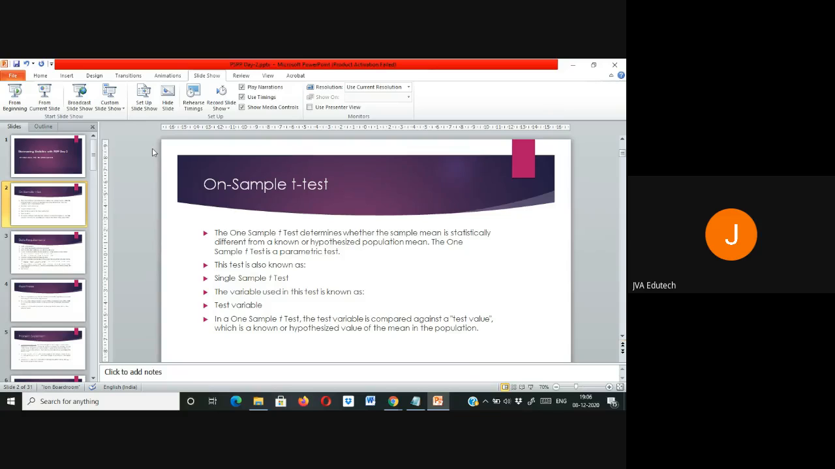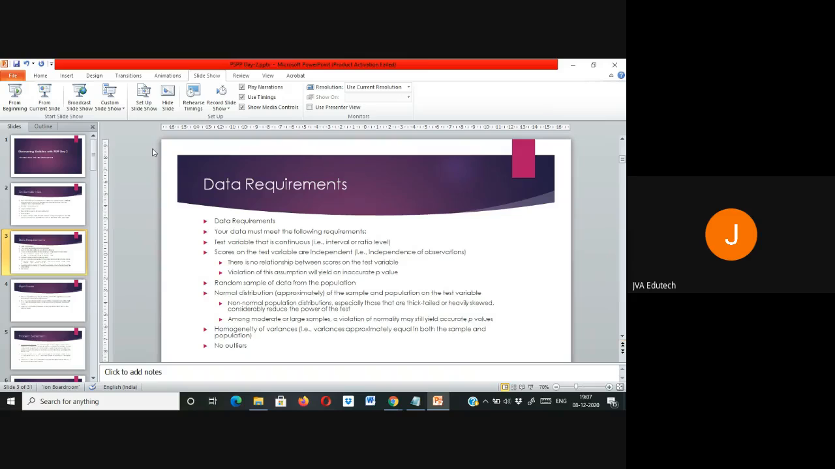This test is also known as the single sample t-test, and the variable used in this test is known as the test variable. You have only one variable. There is nothing called a dependent variable or independent variable. You have one variable known as the test variable, and you check whether the mean of this variable is greater than or smaller than your hypothesized population mean or not. So in a one sample t-test, this test variable is compared against the test value, and that test value is your hypothesized population mean.